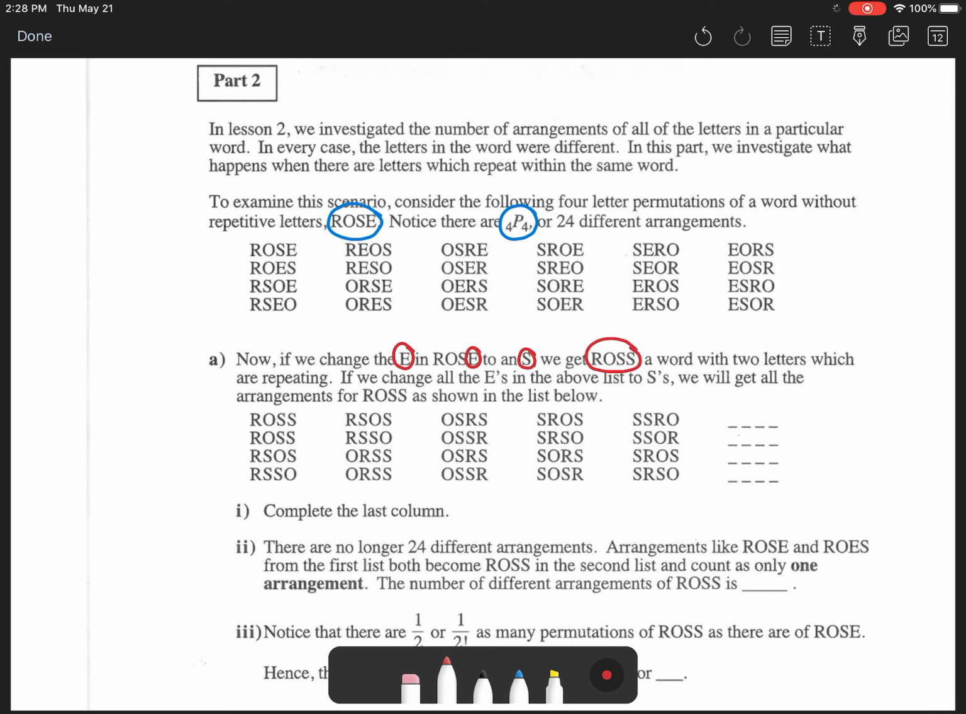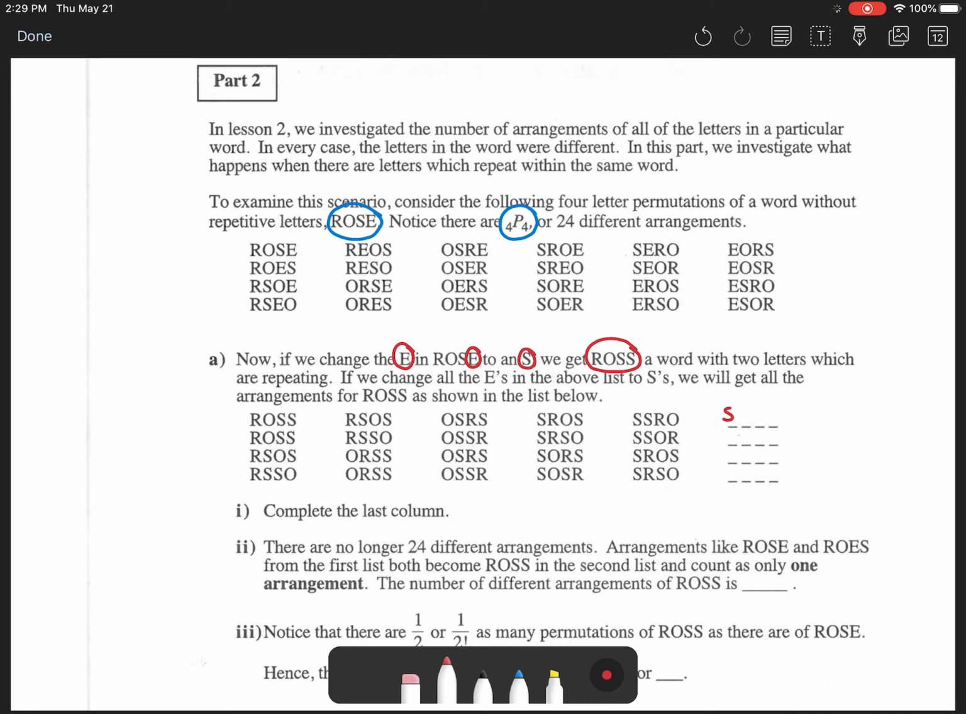So you can see in that word Ross, I now have 2 S's. Just like the 2 Patrick Waugh books in the example on the first page, I can't tell those 2 S's apart if I switch them. If I switch those S's, I still have ROSS. I can't distinguish between the 2 of them. So all that happens here is the following. It says complete the last column.